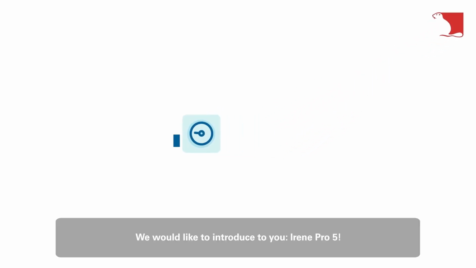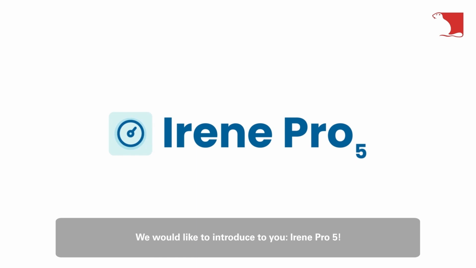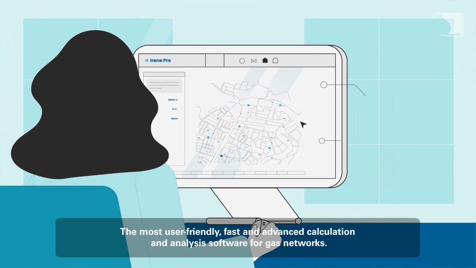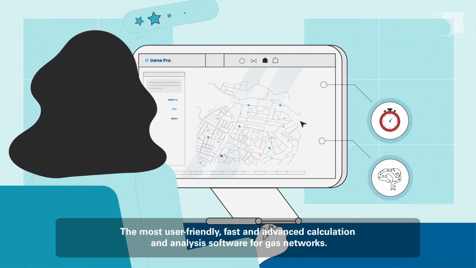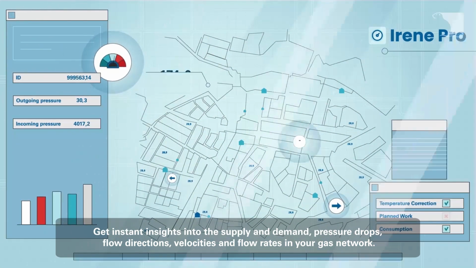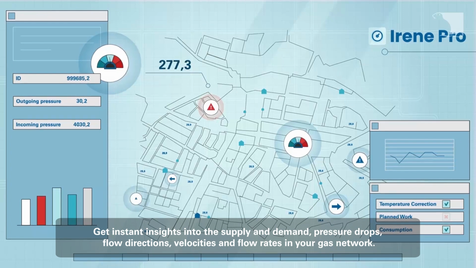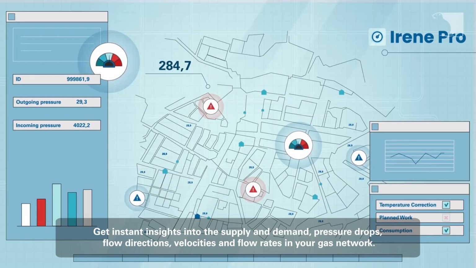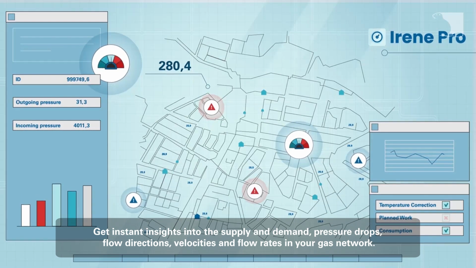We would like to introduce to you Irene Pro 5. The most user-friendly, fast and advanced calculation and analysis software for gas networks. Get instant insights into the supply and demand, pressure drops, flow directions, velocities and flow rates in your gas network.